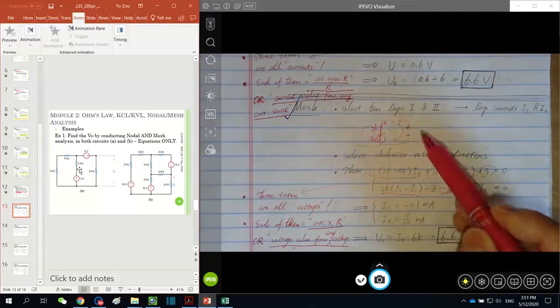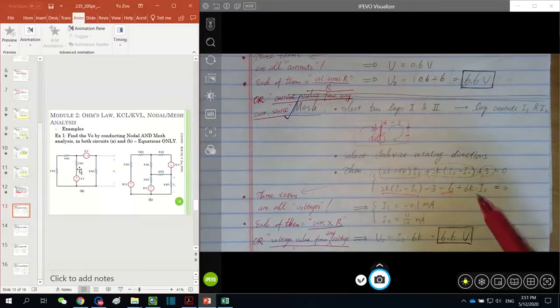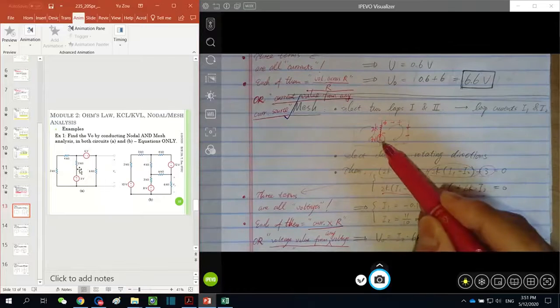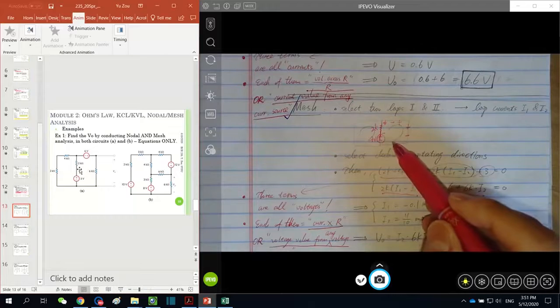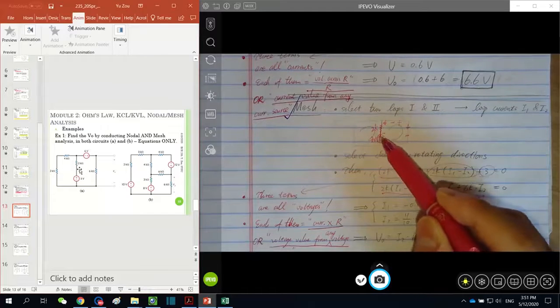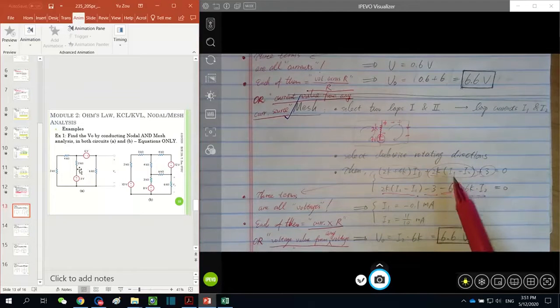And then you have the voltage across the 6 kilo ohm. Due to I2, it introduces a voltage having such polarity. So it's 6K times I2, positive. The last one is the 3 volt voltage source. Again, due to the rotation direction, we come across negative first, followed by positive, so it's negative 3 volts. So these are 2 mesh equations in 2 meshes. If you count, you have I1 and I2, 2 unknowns, and 2 equations. So all set. You get the I1 and I2 values.